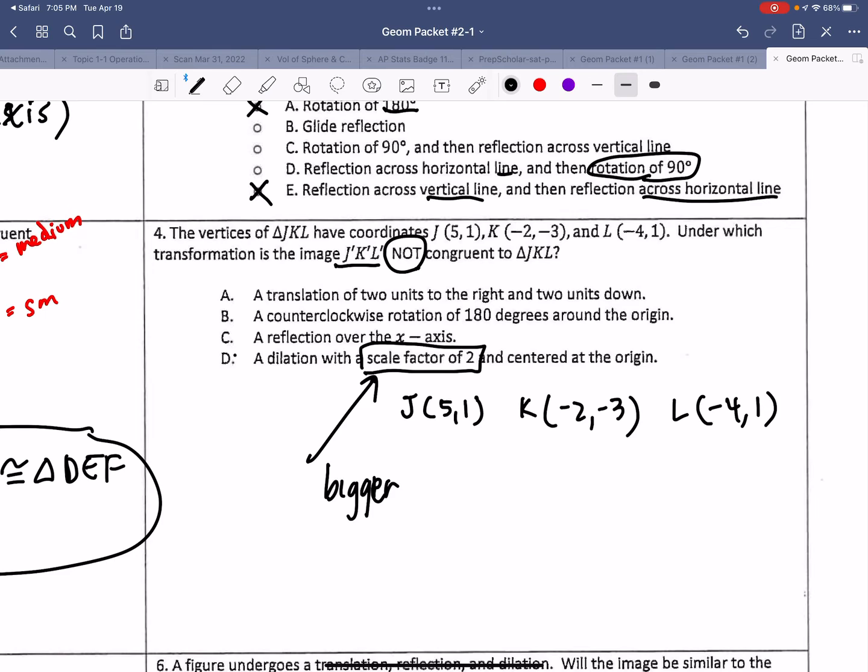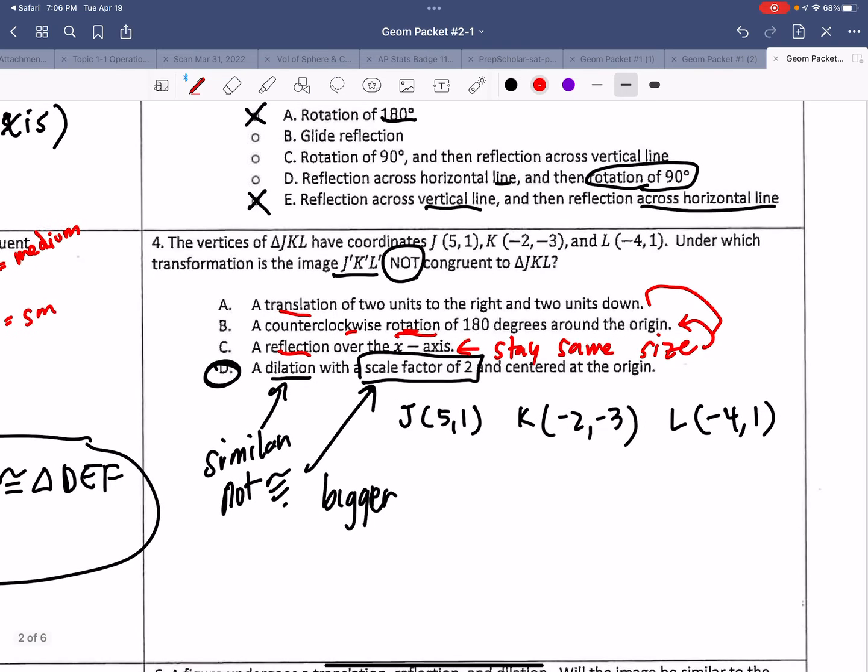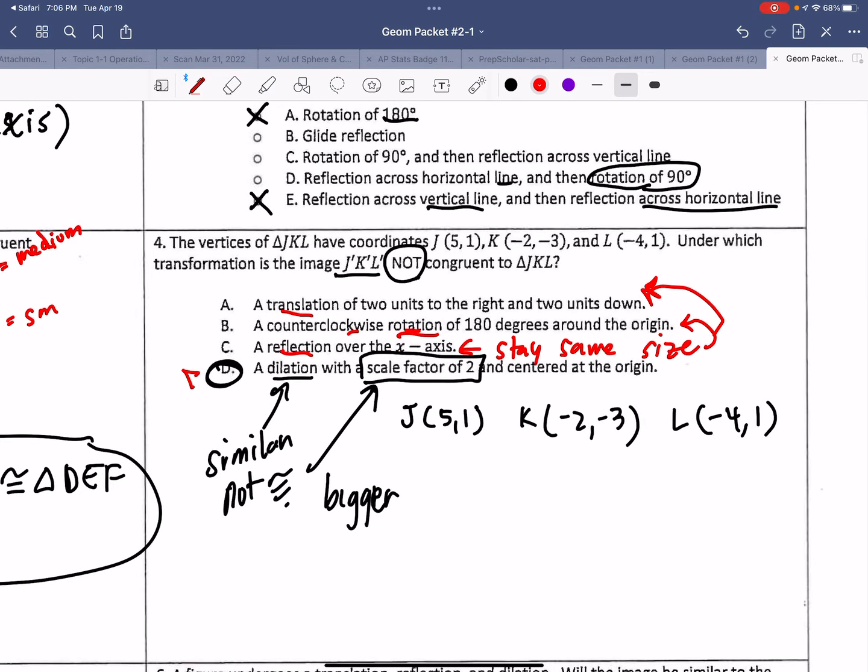Which one would not be congruent? When you dilate, it's not congruent. Dilation means similar, not congruent. Okay, a reflection. Well, that would be fine. This would stay the same size. What about a counterclockwise rotation? Yes, rotation stays the same size. What about a translation? Same thing, stays the same size. So we picked the right answer, D.